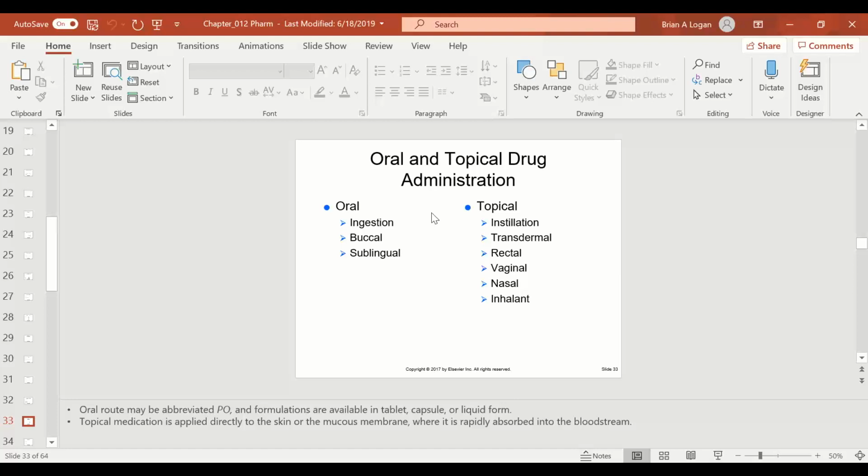Rectal, those would be like a suppository. It looks kind of like a pill, only once you put it up into the rectum, the body heat and everything will melt it down and it'll get absorbed by the mucosal membranes of the large intestine.